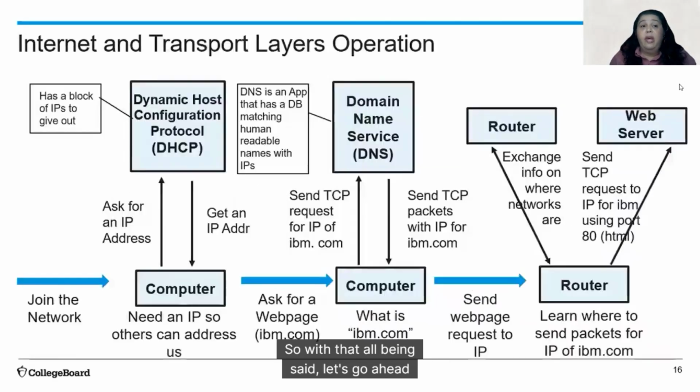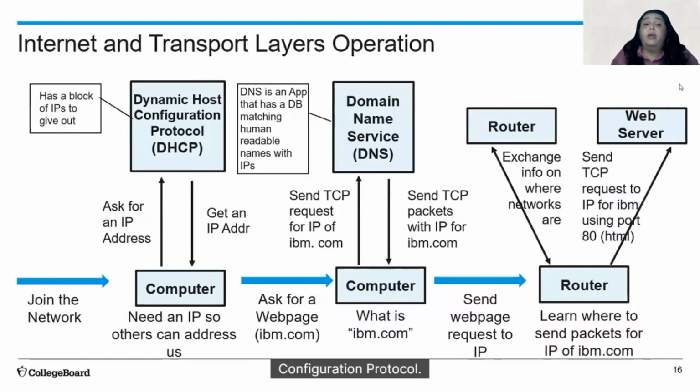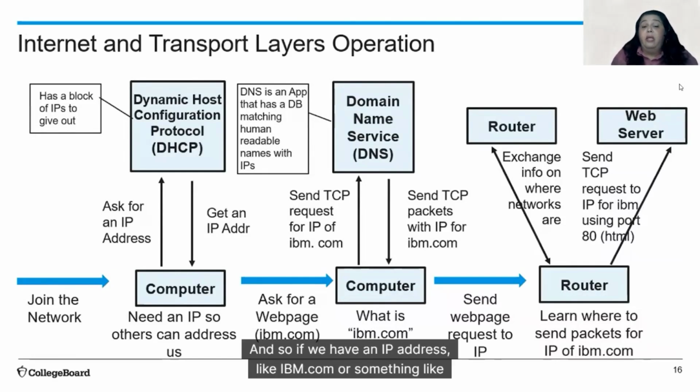So with that all being said, let's have a small recap here. We joined the network. Our computer gets its IP from another protocol, the dynamic host configuration protocol. And we get an IP address. But you know what? That's in numbers. So if we have an address like IBM.com, the computer says, I don't know what this is. So it's going to use the domain name service to map it and translate it for us.